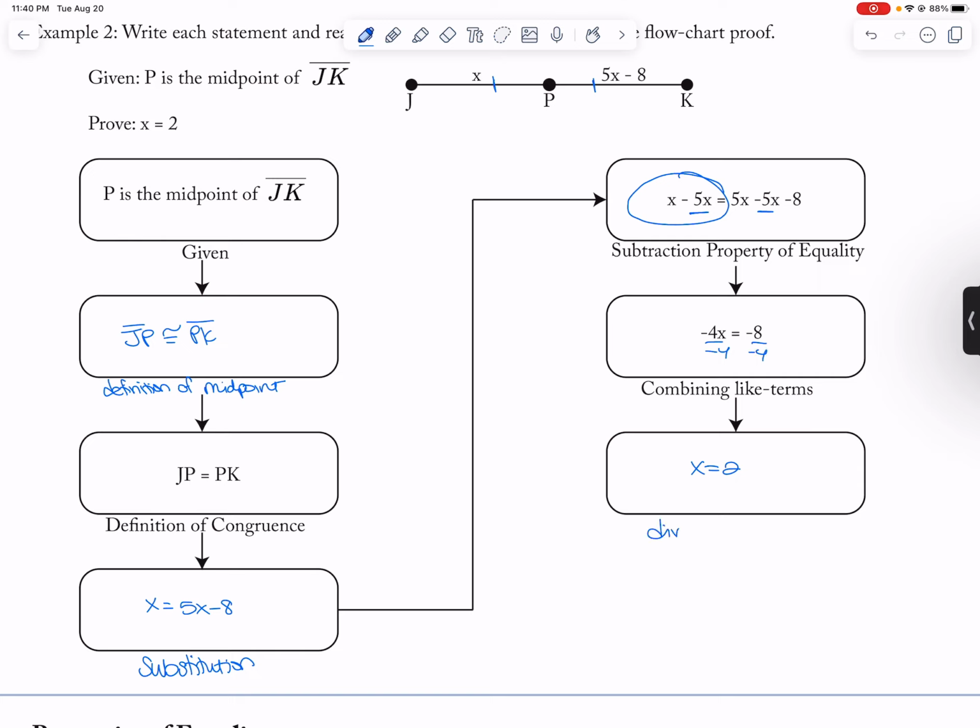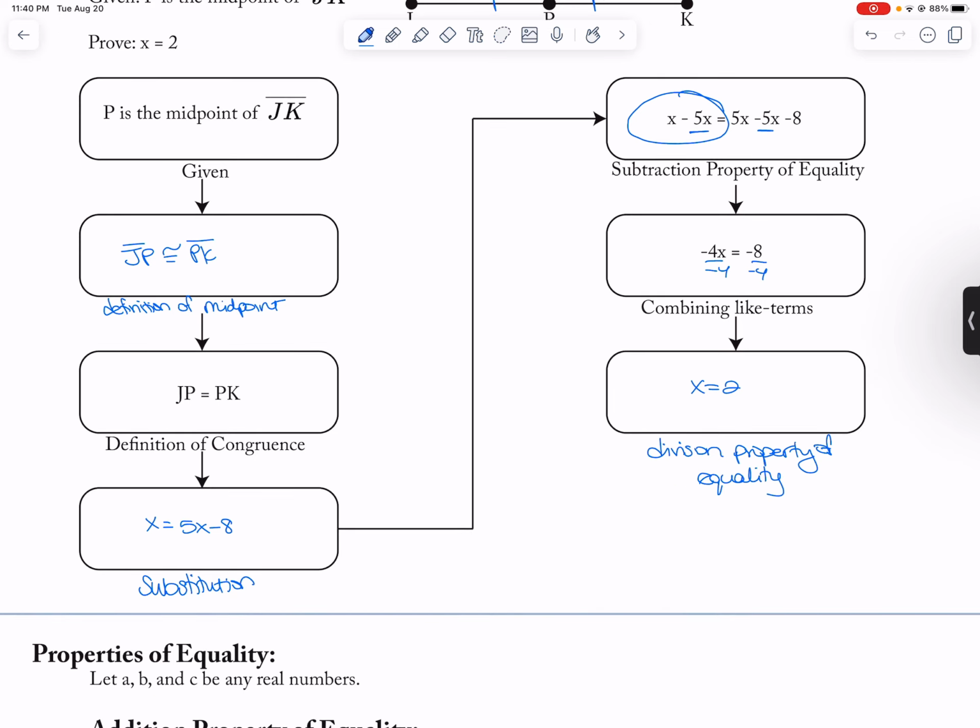So this is the division property of equality. Okay, so that's my little flowchart proof.